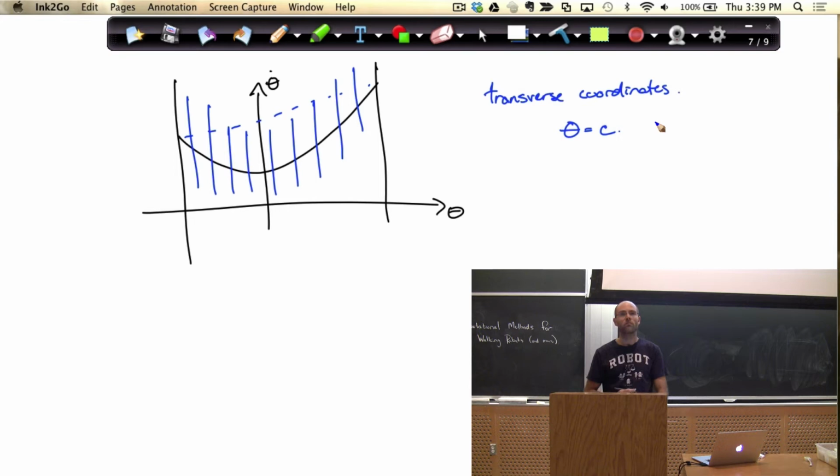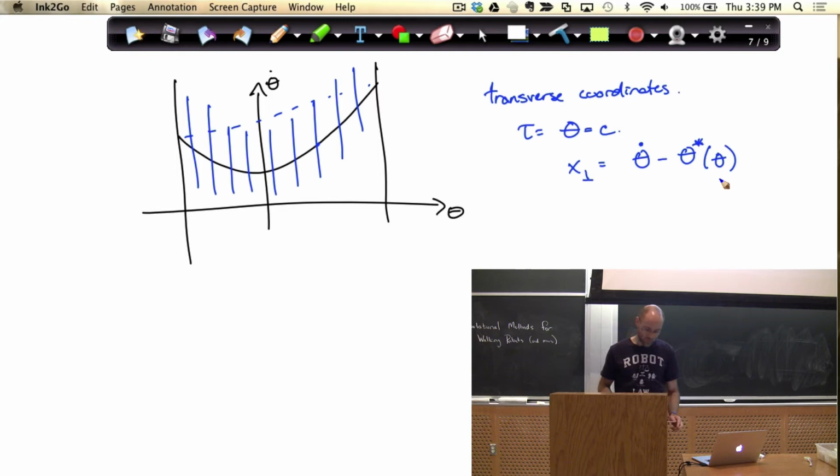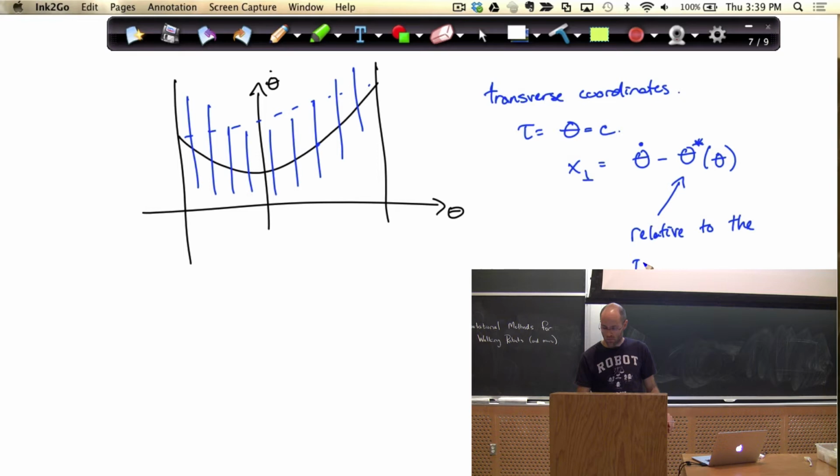And I can define my x perpendicular to be the theta dot coordinate, but put in a coordinate system that's relative to my nominal trajectory. So it's relative to my trajectory of interest, which is parameterized completely by theta. Theta is now taking the role of tau. And x perpendicular is going to be the difference, theta dot minus theta dot star. Thank you.